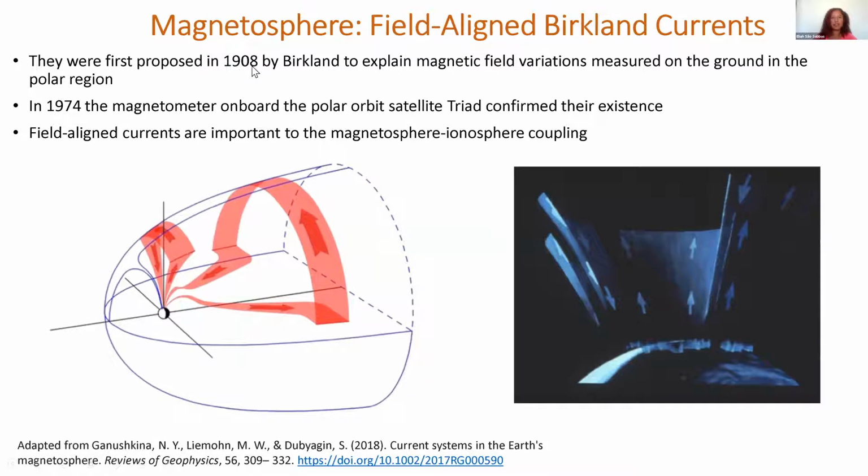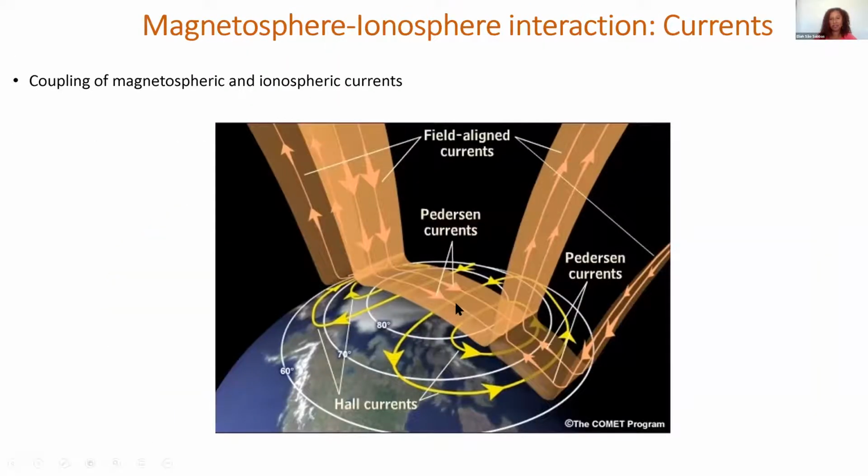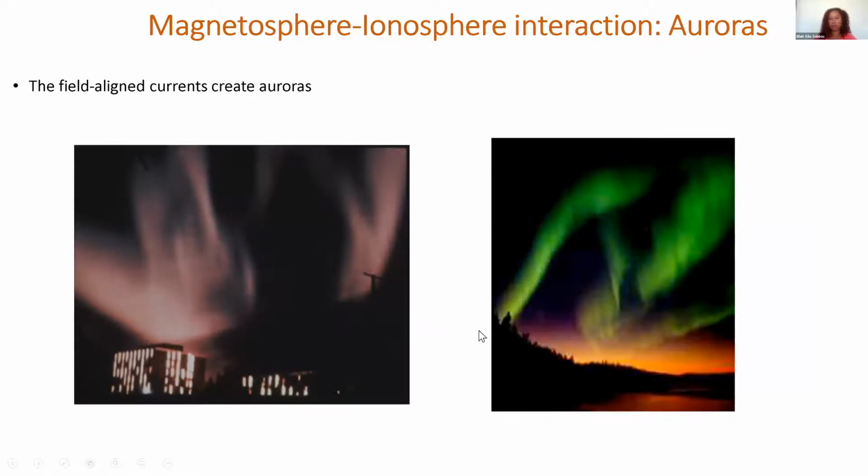Then in 1908, Birkeland proposed field-aligned currents to explain magnetic field variations that were being measured on the ground in the polar region. And in 1974, a magnetometer on board the polar orbit satellite Triad confirmed that there were indeed field-aligned currents. They are very important for magnetosphere-ionosphere coupling because, as you can see here, a current flowing up across the lobe and coming down brings solar wind plasma to the lower atmosphere, to the ionosphere. They couple with the Pedersen currents, for example, and they have a complex relationship with Hall currents and other currents, and they create aurora. So we have two beautiful displays of aurora here.